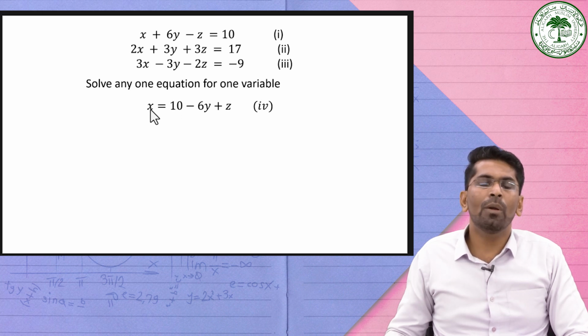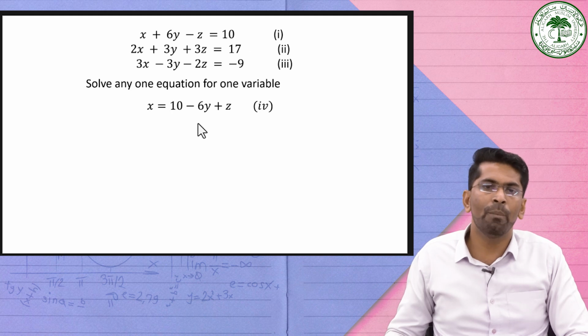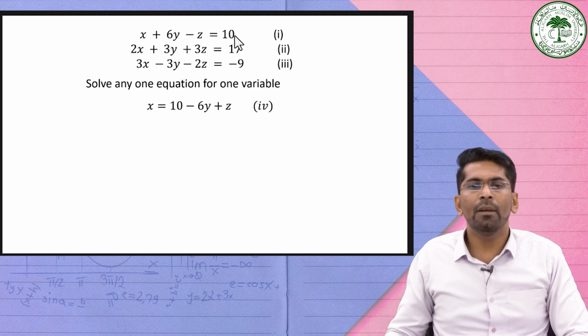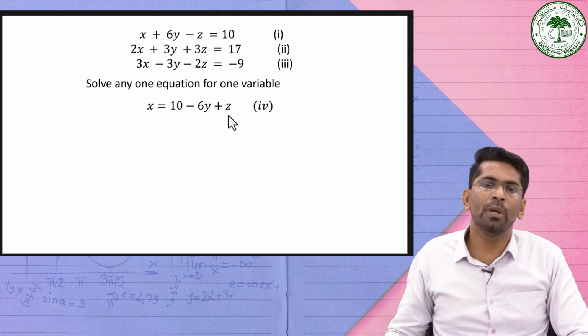See, I am solving for x, so it will become 10. Taking the 6y to the right hand side of the equation, it will become minus 6y, and minus z also taken to the right hand side of the equation will become plus z. So we have converted it into the form of isolating x. So x is equal to 10 minus 6y plus z.